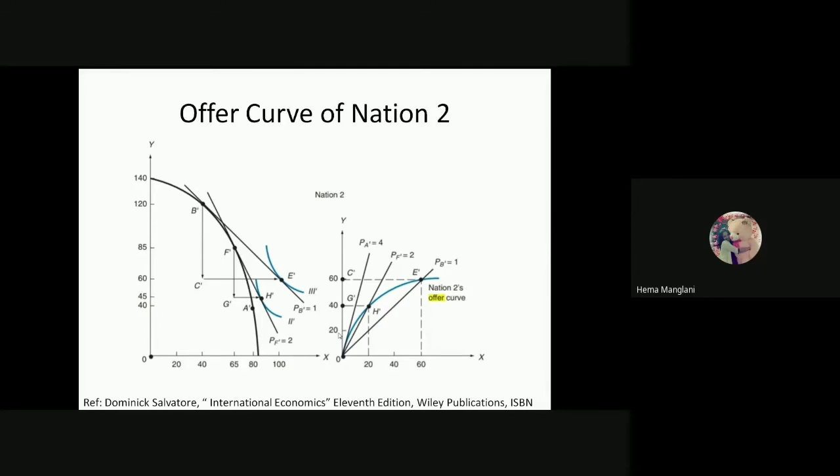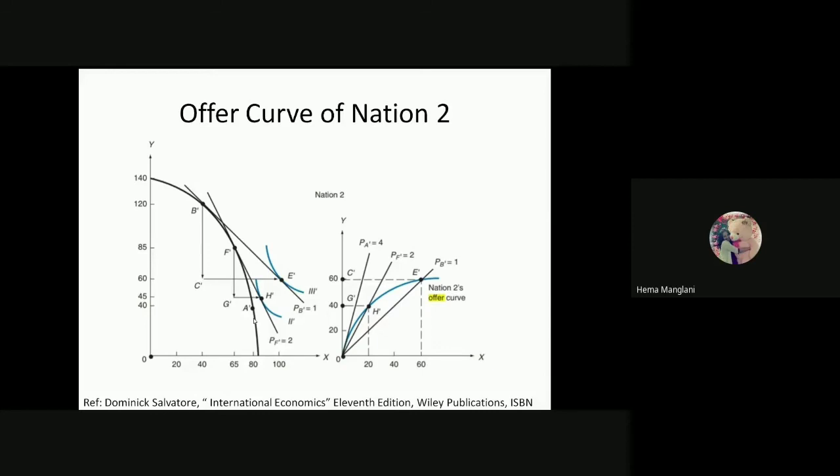We again have a production possibility curve, a concave production possibility curve, also showing increasing opportunity cost. Now see, it is just a reversed analysis. So definitely nation 2 is offering commodity Y as an export. Fine. So we would start from the autarky point. The autarky point for this nation 2 would be this A prime. If this country is not participating in international trade, then the country's production and consumption points would be similar. So the country is consuming 40 units of Y and 80 units of X.